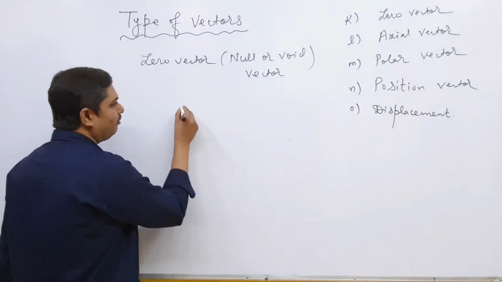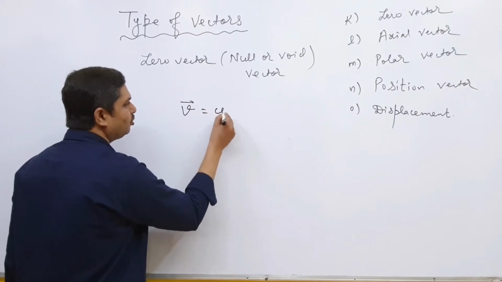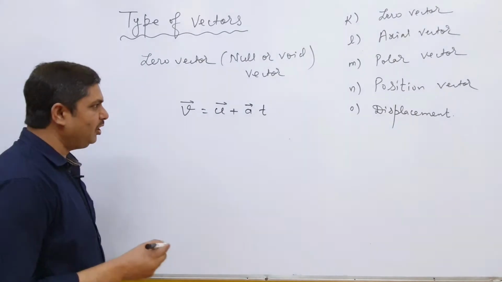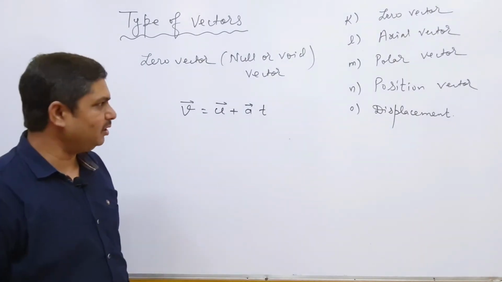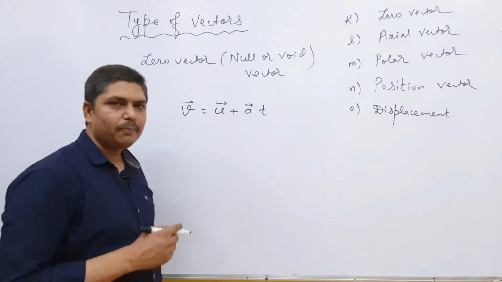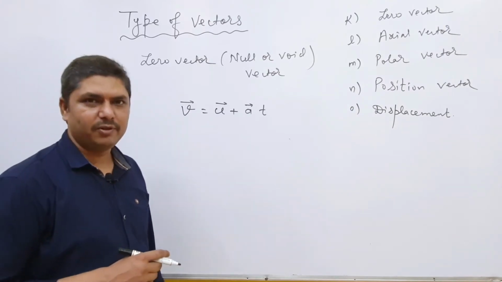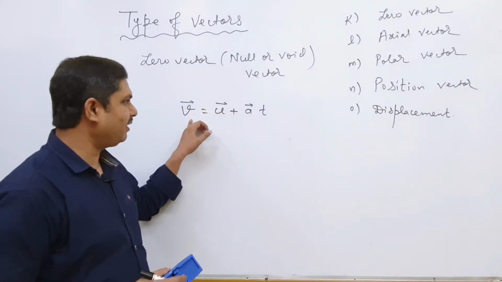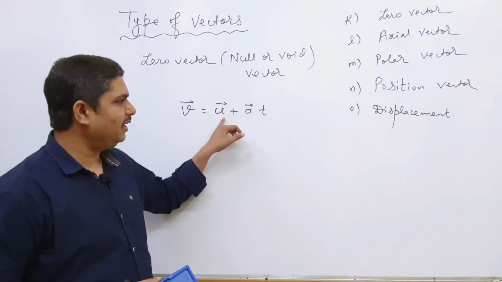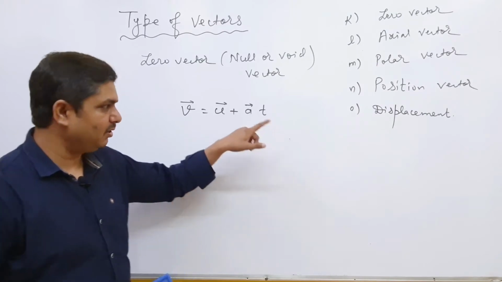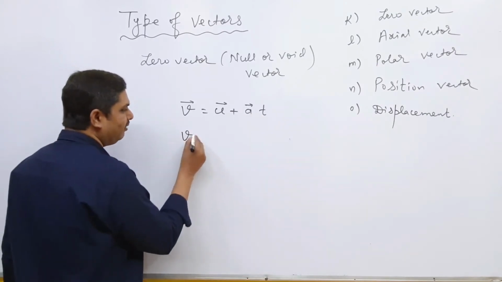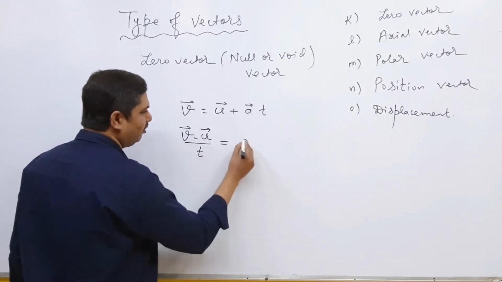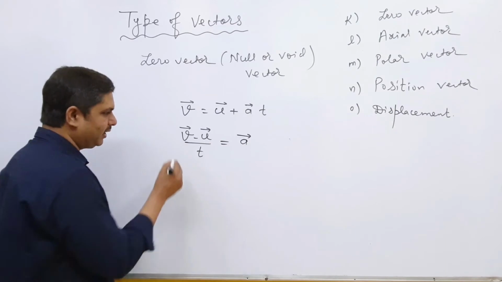Suppose I write that V equals U plus AT. You all know that V equals U plus AT. It is the first kinematic equation of motion. Here I have given the vector sign because velocity is a vector, acceleration is a vector, and time is not a vector. From here you can write that V vector minus U vector upon T is equal to vector A. A stands for acceleration vector.